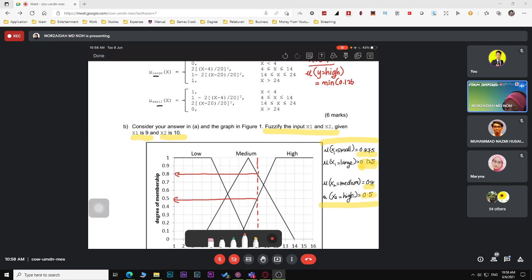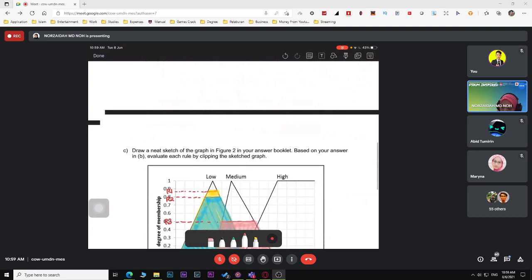Berapa? High kita tahu 0.5. Very high is kuasa 2, betul? So 0.5 kuasa 2. Boleh? So you akan cari minimum 0.125 dengan 0.25. So the minimum value is 0.125. Is it clear? Yes. Okay. Alright, yang lain pun clear ya. So you ambil value 0.125 untuk y is high.